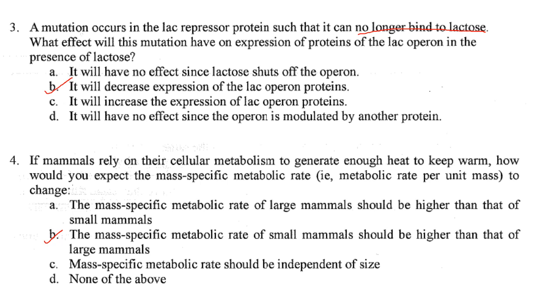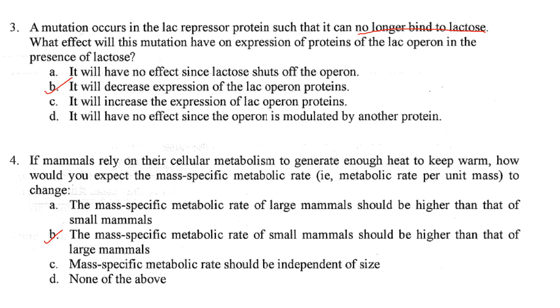Then next one. A mutation occurs in the lac repressor protein such that it can no longer bind to lactose, but it can bind to the operator. They have not told anything regarding the operator. It has got a mutation in such a way that it cannot bind to lactose. What effect will this mutation have on the expression of proteins of the lac operon in the presence of lactose? In the presence of lactose, lac repressor protein will not be able to bind to lactose. So it will remain bound to the operator region and thereby decrease the expression of the lac operon proteins. Answer is option B.